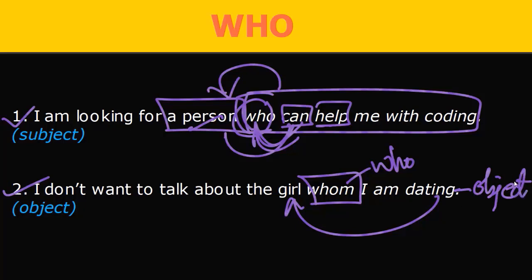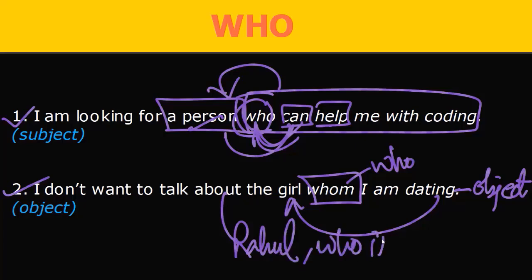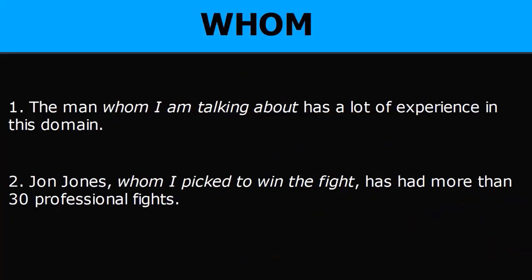I don't want to talk about the girl. Which girl? Who I am dating. So it's identifying the noun girl and giving essential information about it. It can also give non-essential information. Let's say, I don't want to talk about Rahul. I don't want to talk about Rahul, who is my neighbor. Who is my neighbor? So Rahul is a proper name. Whatever information you give about Rahul, the proper noun, is going to be non-essential. All right. So this is how we use who to refer to a person and give essential and non-essential information.